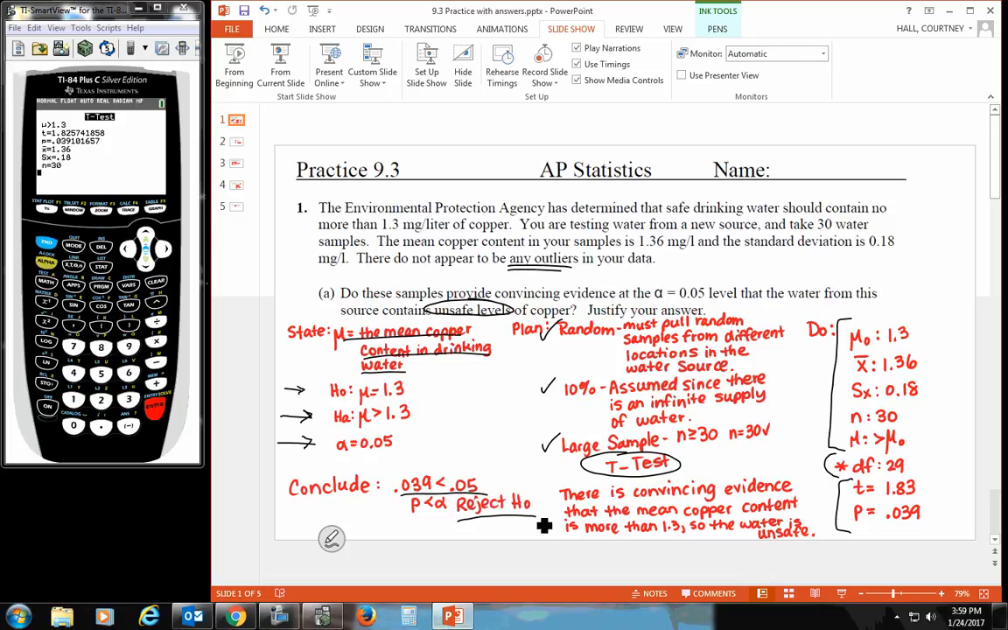It's not enough to give the statistical conclusion. You do need to say reject the null, but then you need to go on and say what does that mean in the context of this problem? If we're rejecting the null, we're saying this is probably not true, this is probably true, then we're going to say there's convincing evidence for the alternative hypothesis. So there is convincing evidence that the mean copper content is more than 1.3. So we do have convincing evidence that the water that we've found in this new source is actually unsafe. So the data that we got is significant enough to say that the water is unsafe.